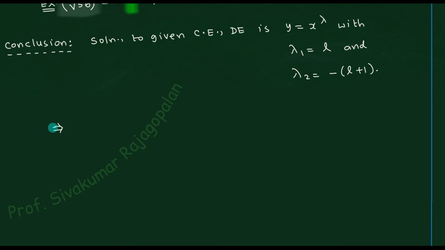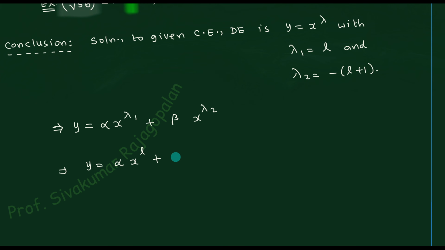Okay, take the linear combination. How do you write the linear combination? One solution is x to the power lambda 1. The second solution is x to the power lambda 2. Linear combination means put one constant alpha, put another constant beta, and then do the summation. That means addition. And that's it. This is the linear combination.